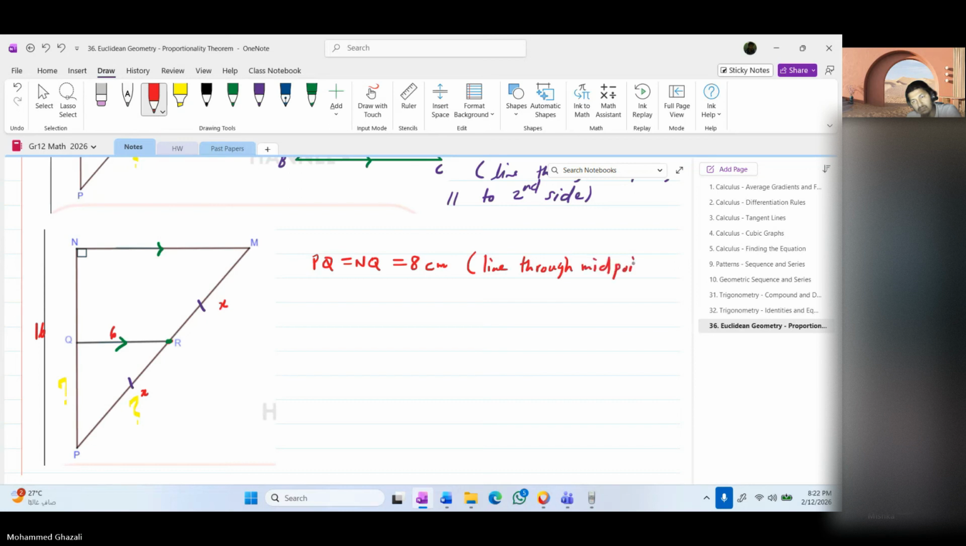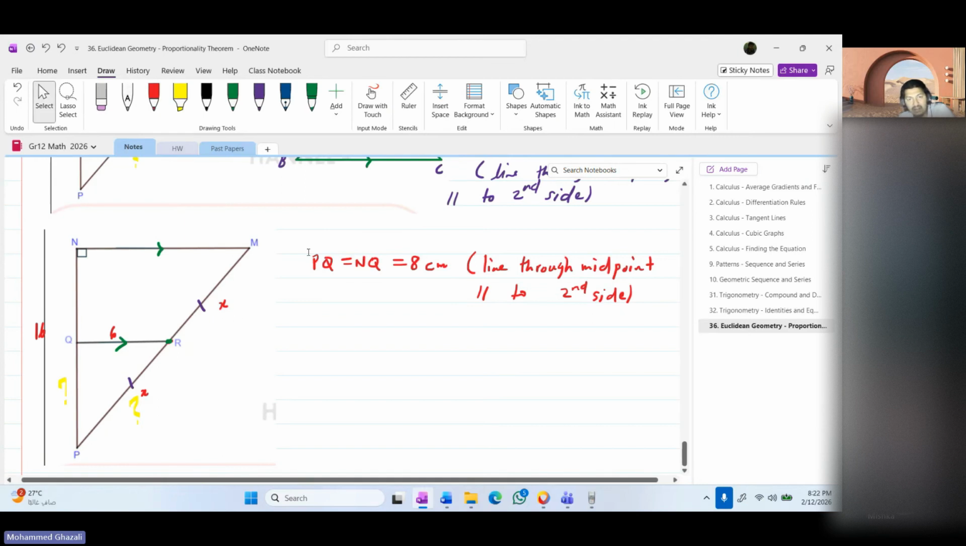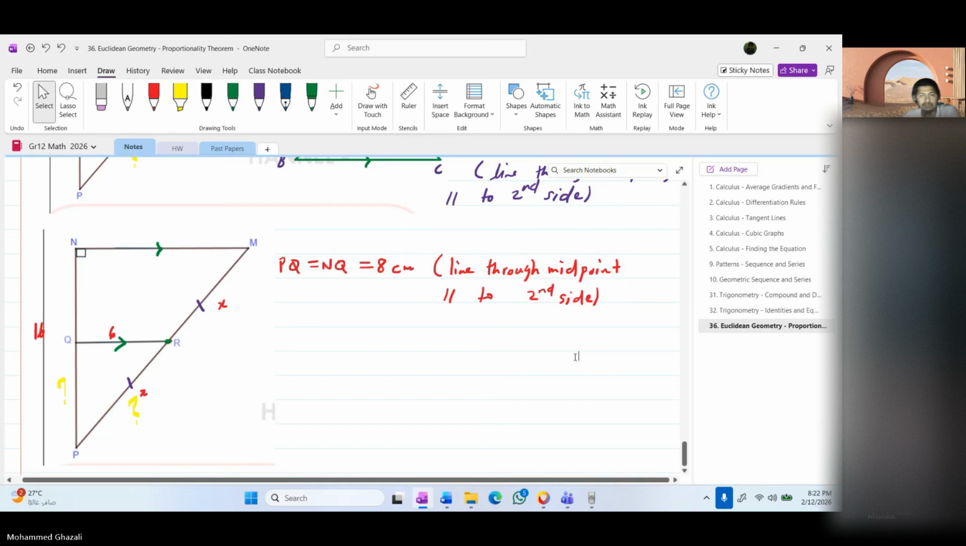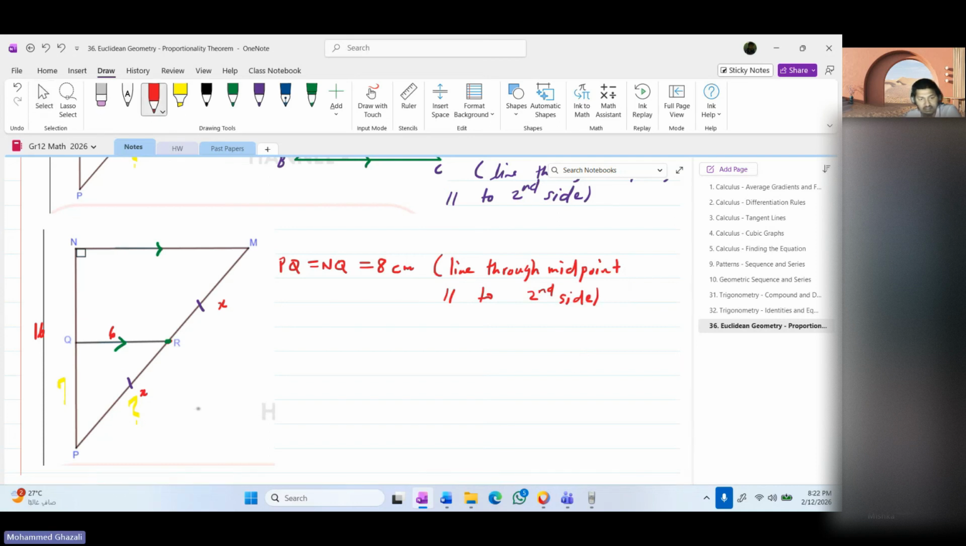parallel to second side. Line through midpoint parallel to second side. So that part is sorted out. That's done. So this is 8, and this is also 8.